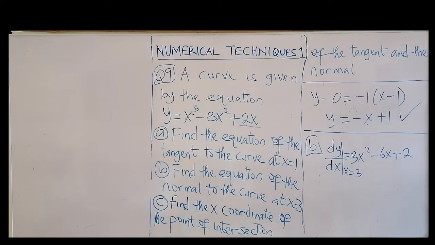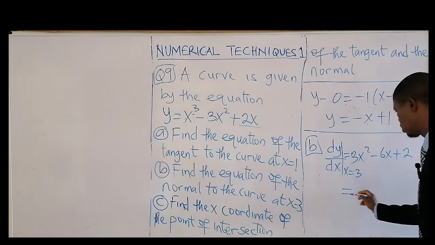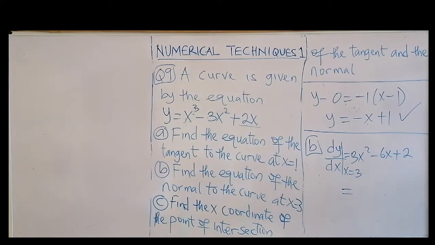So the gradient is equal to what? Substitute this one there. That will be 3 squared, that's 9, times 3, 27, minus 6 times 3, that's 18, then plus 2. That gives us 11. Then that is for the tangent at x equal to 3.